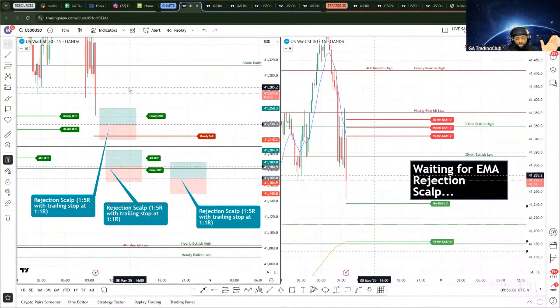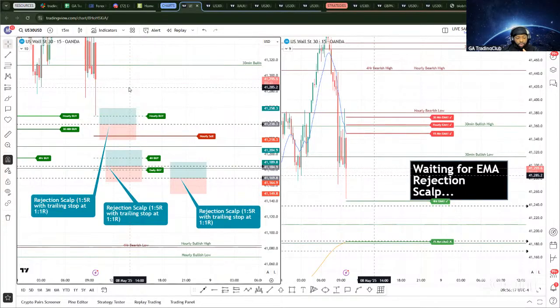I literally only trade 9:30 to 11, 1:30 to 3 every single day, other than Friday. Friday is the only day I do not trade in the afternoon. But I trade Monday, Tuesday, Wednesday, Thursday, Friday, all of those morning sessions. Monday, Tuesday, Wednesday, Thursday, afternoon session. That is it. I only trade 1.5 hours in the morning, 1.5 hours in the afternoon, and that's it.